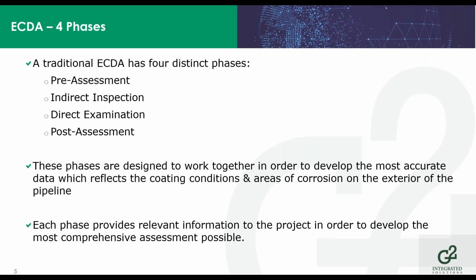Completing these in order will impact how decisions are made and the data that's obtained during the project. When it's completed, the ECDA project will be able to integrate data from multiple field examinations, pipe surface evaluations, operating history, and historical records to build a comprehensive assessment on the external corrosion and the external condition of the pipeline itself.